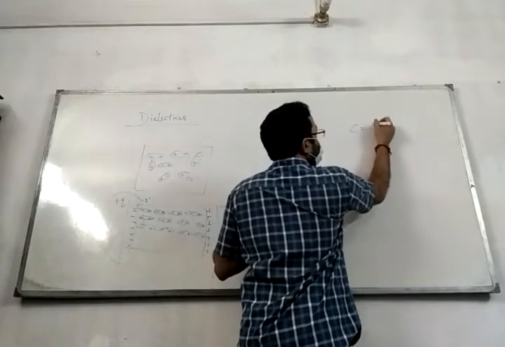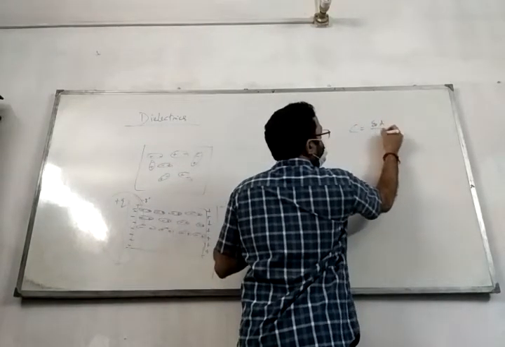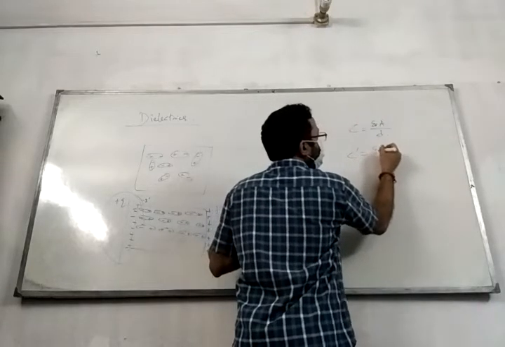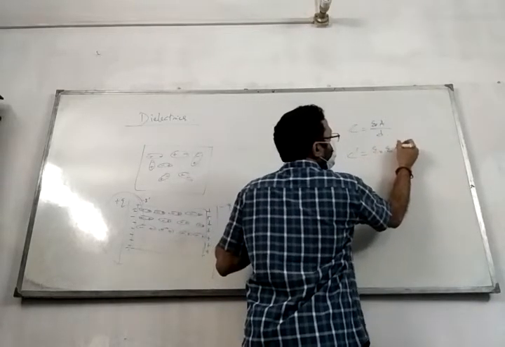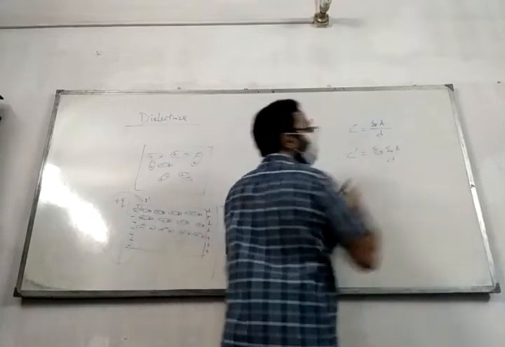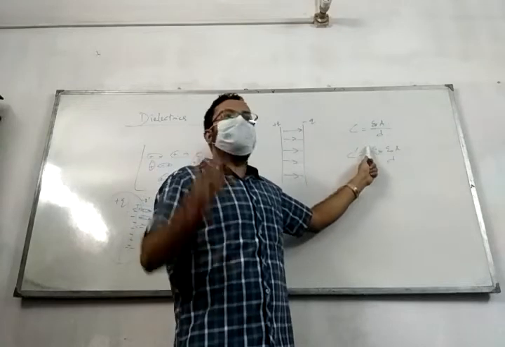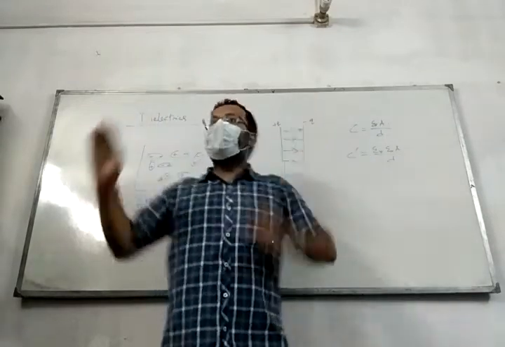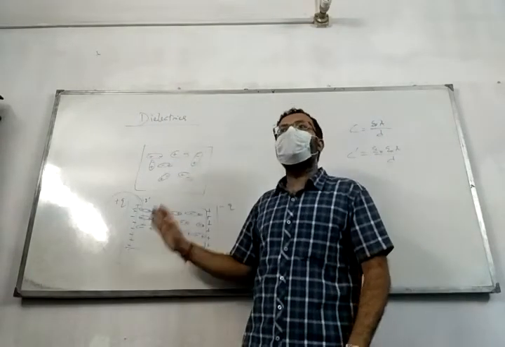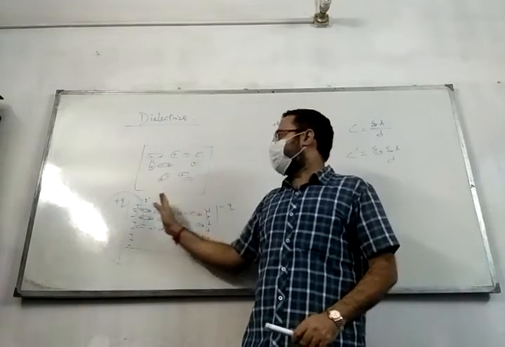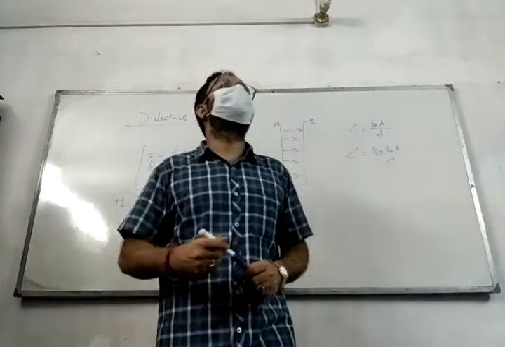Original capacitance is epsilon naught A by d, and final capacitance is epsilon R epsilon naught A by d. So we know the mathematics: since epsilon R is greater than 1, capacitance increases. But this is the reason why the capacitance increases, because a certain amount of charge gets neutralized.